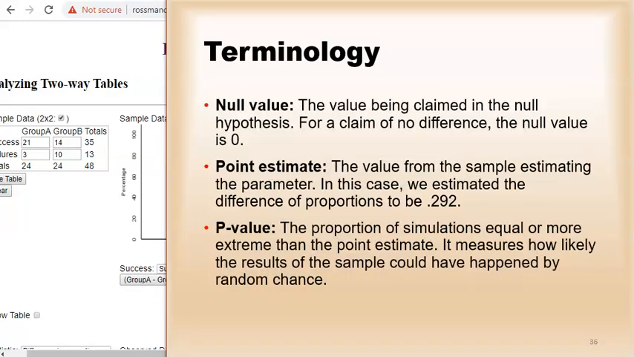So just to review some terminology, the null value is the value being claimed in your null hypothesis. For a claim of no difference, we'll always set the null value to 0. So this difference in proportions, random chance, the null value for random chance hypothesis is always 0. The point estimate is the value from the sample estimating this parameter, this difference in proportions. So in this case, we estimated the difference in proportions to be 29.2%, 0.292. The p-value is the proportion of simulations equal or more extreme than the point estimate. Essentially, it measures how likely the results of the sample could have happened by random chance.